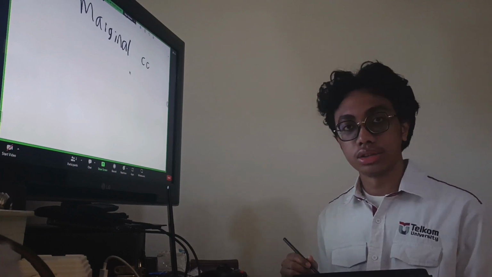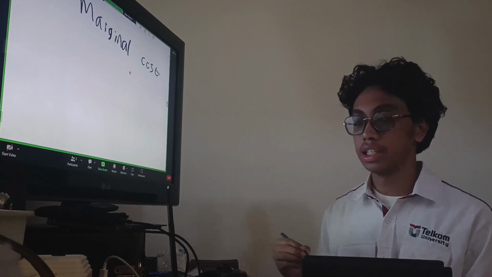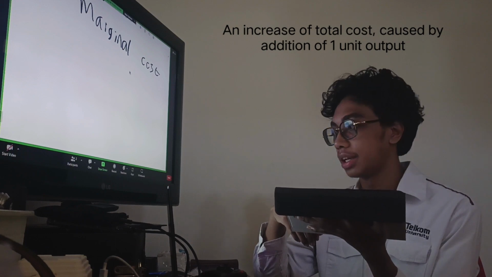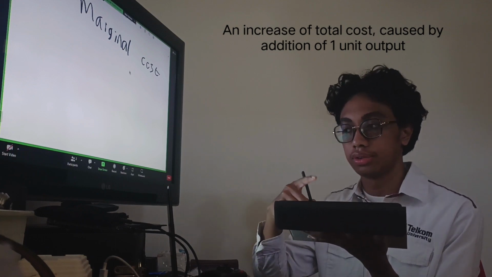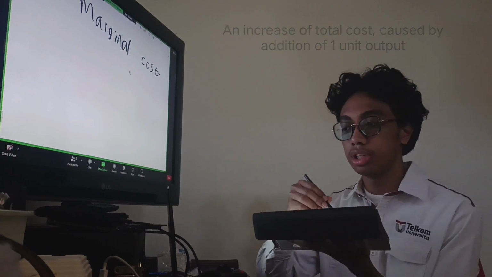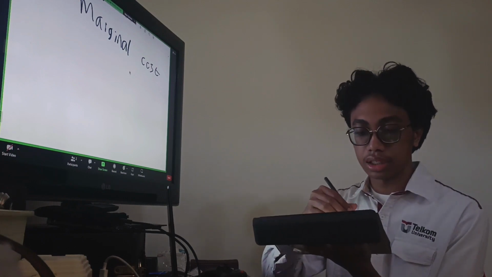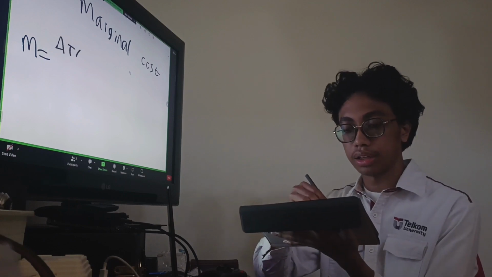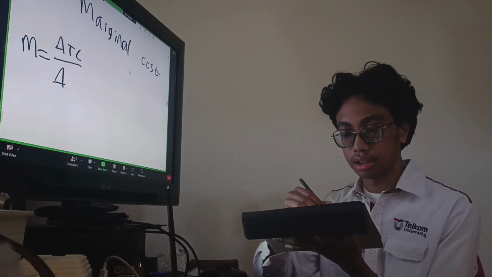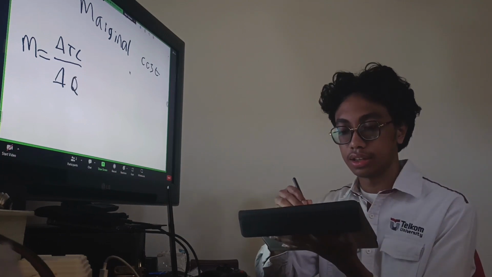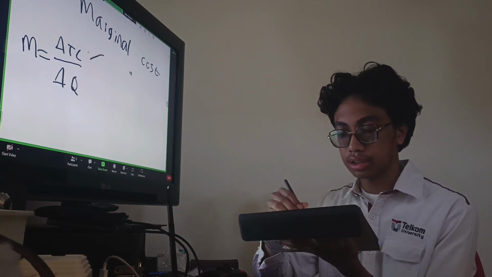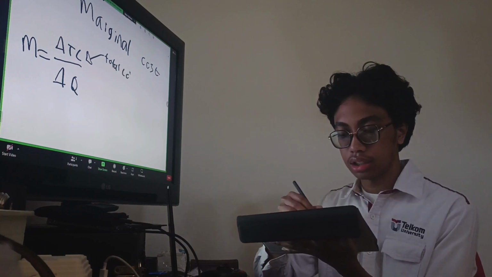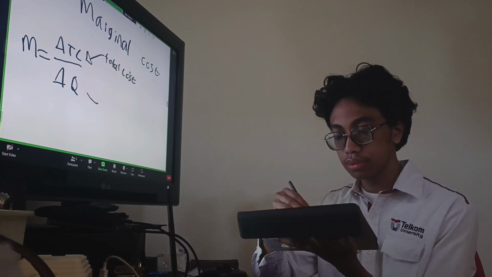Okay, so for the explanation, marginal cost is an increase of total cost that is caused by the addition of one unit of output. The formula is MC equals delta TC divided by delta Q. So what is TC? TC means total cost, and Q means quantity.